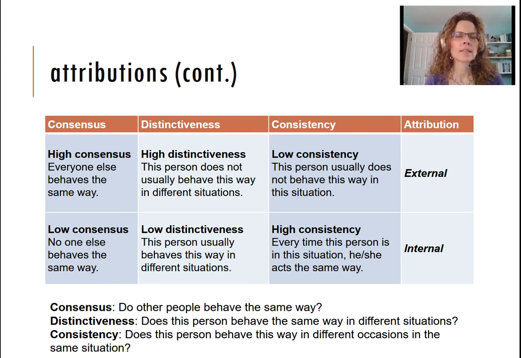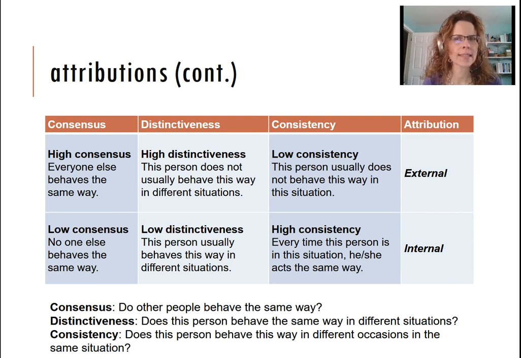Distinctiveness is, does the person behave the same way in different situations? Or is their behavior distinctive, unique to a particular situation? And then finally, consistency. Does the person behave this way on different occasions in the same situation? So are they consistent? Are they reliable with respect to their behavior?